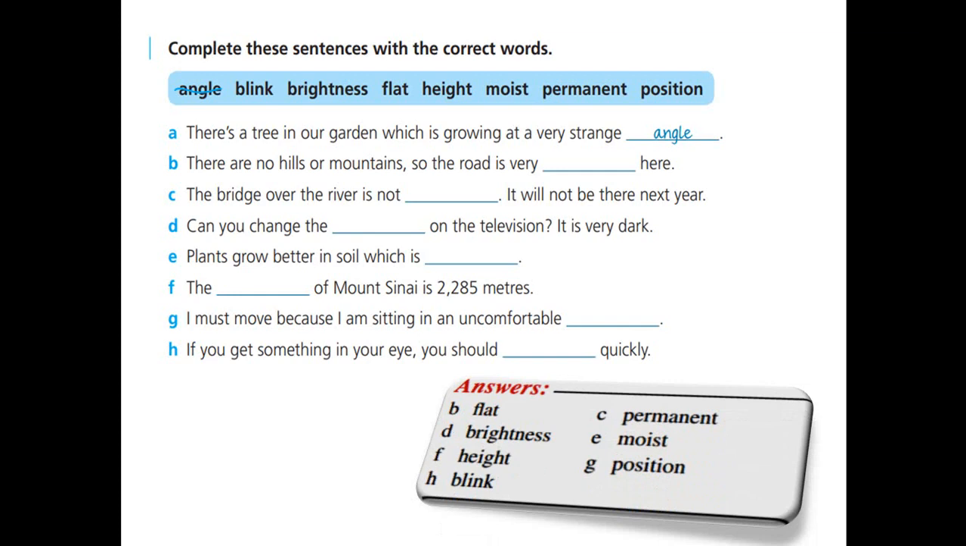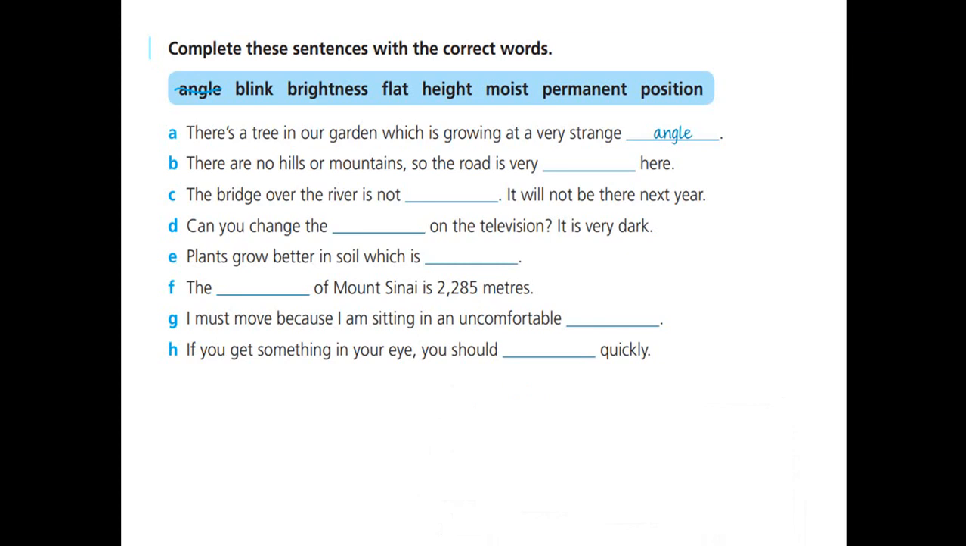Number E, plants grow better in soil which is what? Moist. Number F, the of Mount Sinai is 2,285 meters. So it is what? The height. So number F is the height of Mount Sinai.